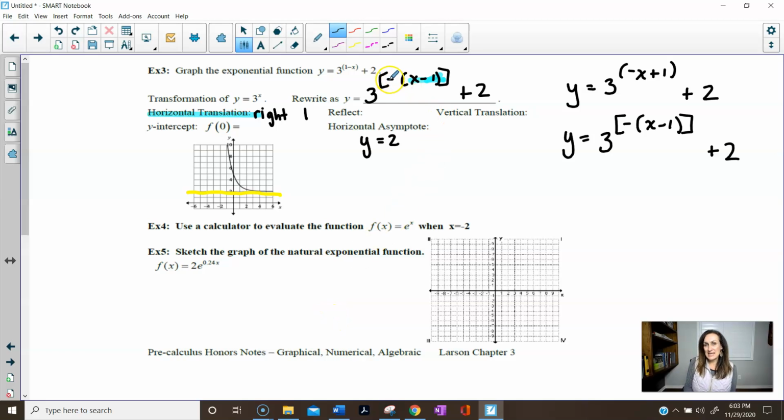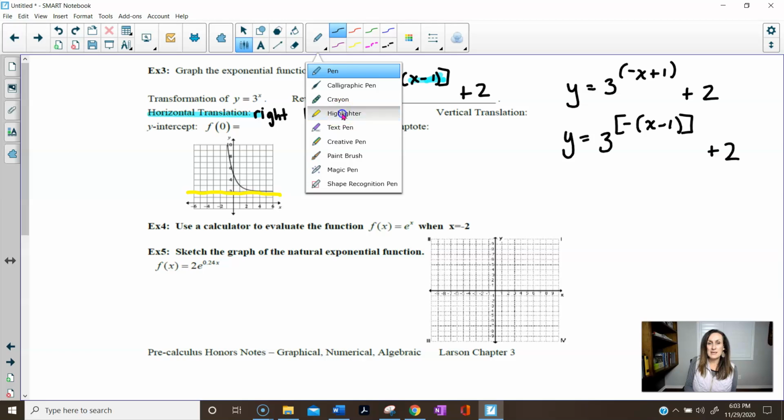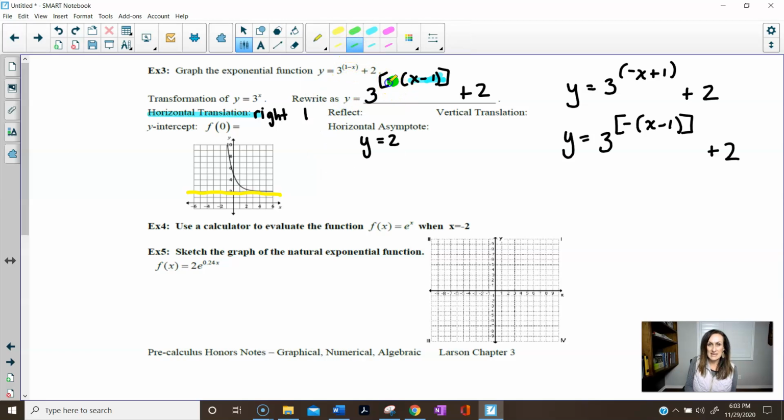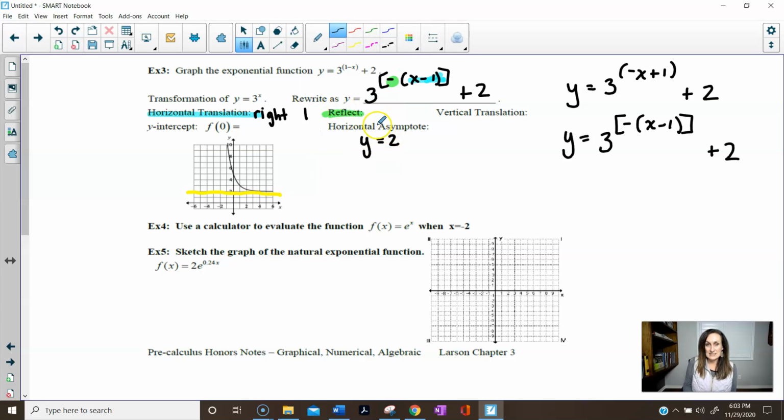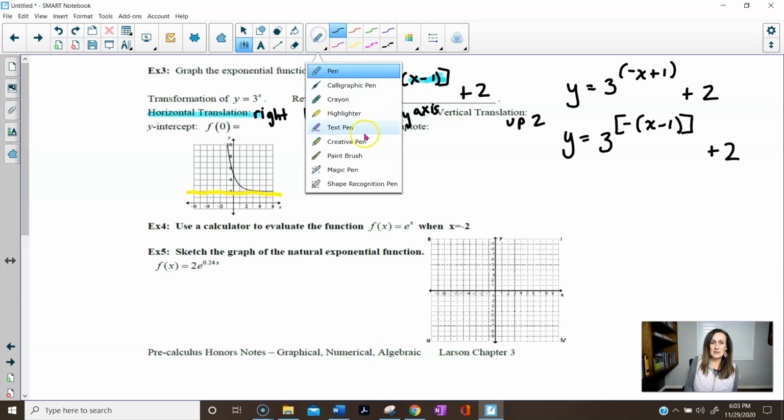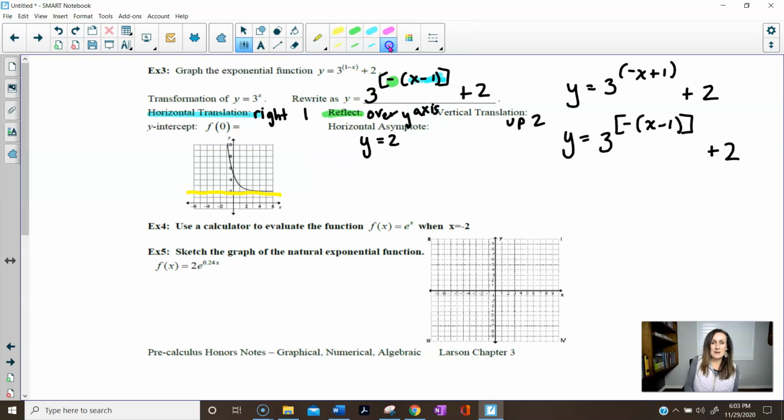Now, the negative out in front is going to be the reflect. So this negative here is the reflect. And because the negative is up in the exponent with the x, that's going to be a reflect over the y-axis. So reflect over y-axis. This has a vertical translation of up 2. That's going to be your k. I can put that one in purple. So the plus 2 is your vertical translation.